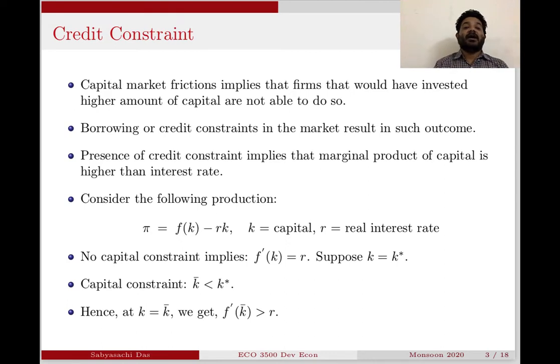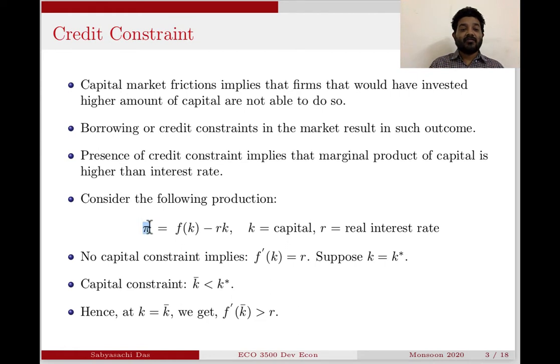Now, as I've already mentioned, credit market frictions imply that firms would not be able to invest in their business even if they're willing to do so. What that means is that if you are constrained to borrow, then at whatever level of capital you are able to borrow and invest, the marginal return that you are getting is higher than the interest rate, right? So, for example, think about this standard production decision by a firm.